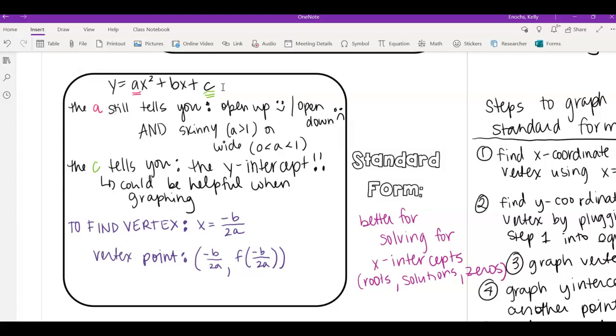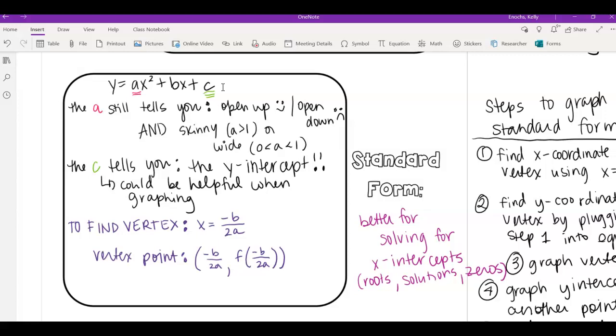You'll see there's three important values in standard form. The a is the same a value that we had in vertex form. So it's that coefficient for the squared term, and it's still going to tell you if your parabola is open up or open down, and if your parabola is skinny or wide. But other than that, it really isn't going to help us a whole lot in terms of graphing. The c value is going to be important for us. It's going to tell us our y-intercept.